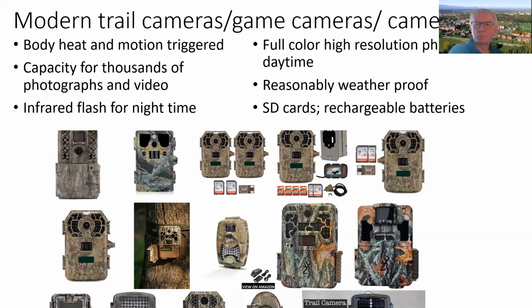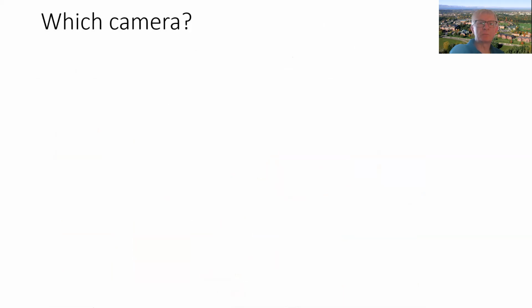SD cards, you can swap them in and out. Rechargeable batteries, you should be good to go. A frequent question I get is, can I set it up so that it sends me images or I can see them remotely? And if you're prepared to buy a camera that has its own cell phone account, you can do that. I haven't done it. It hasn't been necessary. I'm happy to just go and pick up the cards.